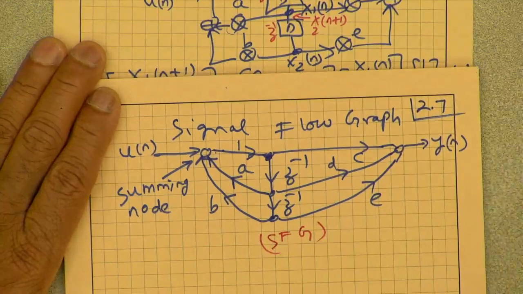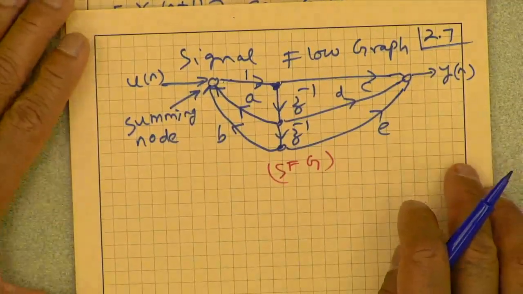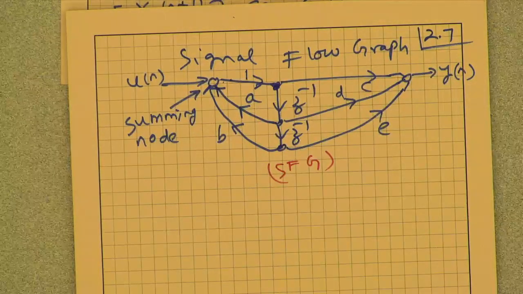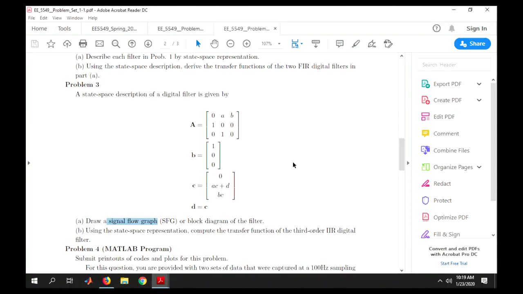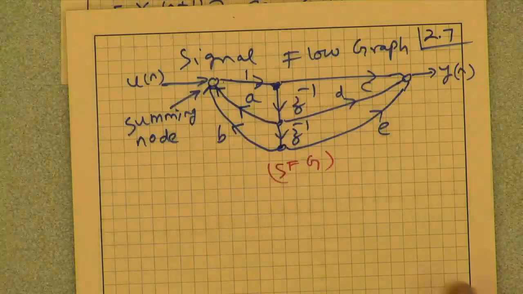So, it does not really matter to me if, from the given state space, you draw this signal flow graph or the block diagram, it really does not matter. So, you can do whatever you want.